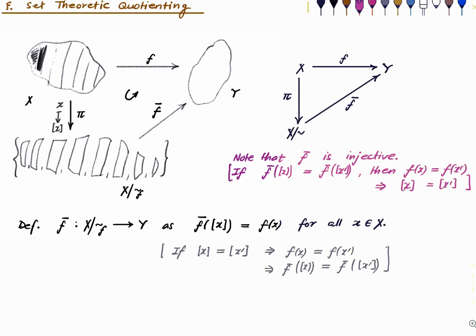So that's very simple. Any function F factors through this set via an injective function. So this gets embedded inside that, if that makes sense. All right, so this is your basic set theoretic quotienting. We can say a little bit more.